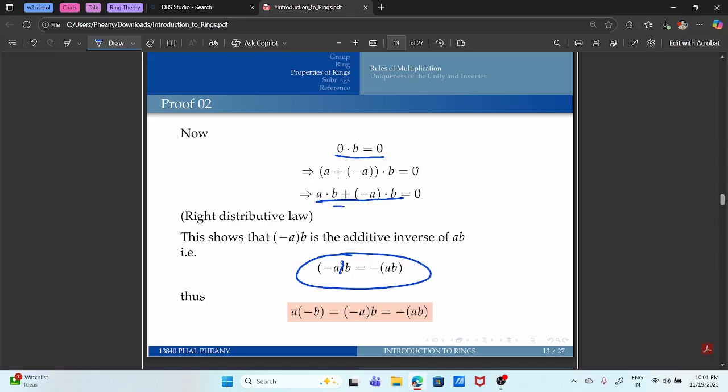So we can see that this is a form of additive inverse. By the definition of additive inverse, this shows that minus a times b is an additive inverse of a times b. So we can write minus a times b equal to minus ab. So from the first part and the second part, we get the conclusion of our property. We have done the proof that a times minus b is equal to minus a times b, equal to minus ab.